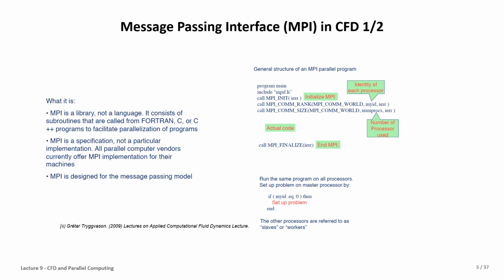If we look at the general structure of an MPI program, we have to initialize MPI and then get the identity of each processor, then the number of processors used. We add the actual code in this part and then end MPI. We can run the same program on all processors, just setting up the problem on the master processor by this setup.